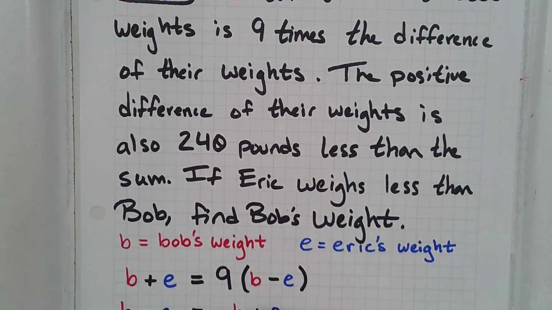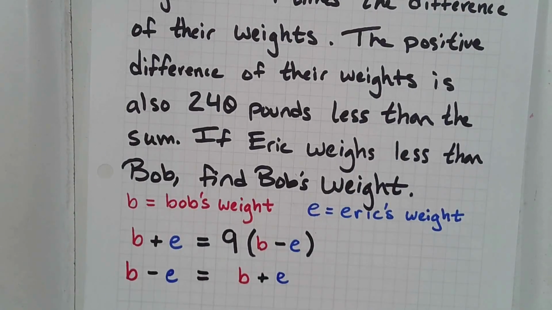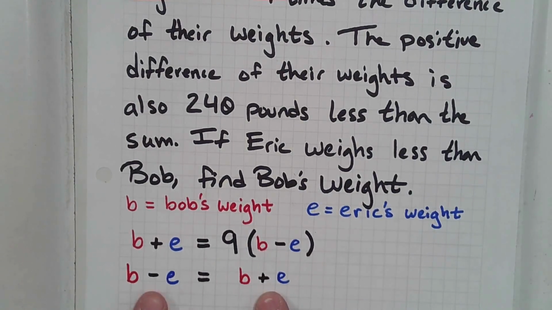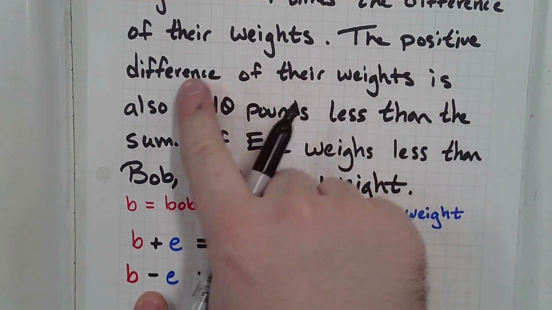And of course, this is not true, right? This is saying that they are equal. The difference between their weights and the sum of their weights are equal, and that's not true. The difference between their weights should be less than the sum. If you add them together, you're going to get more than when you subtract them. And that's exactly what they say.